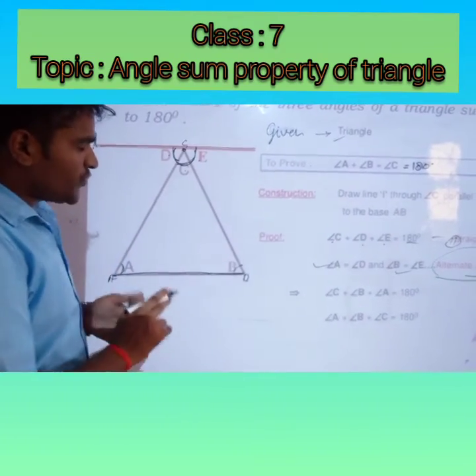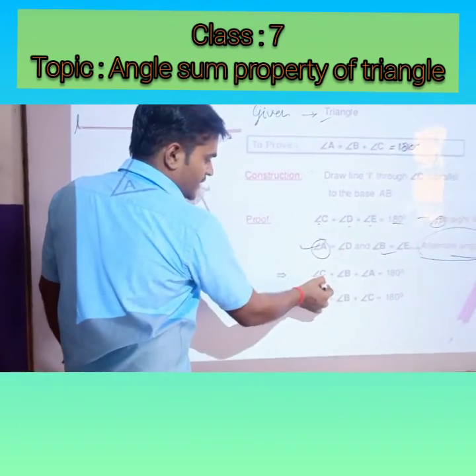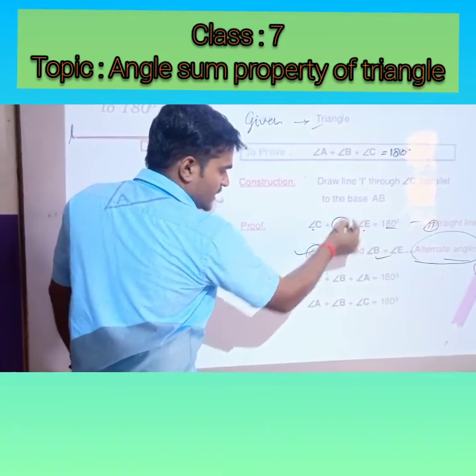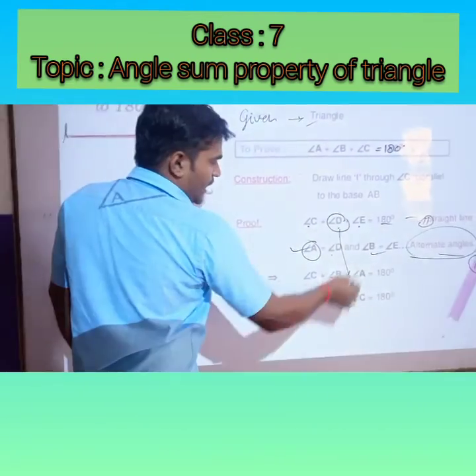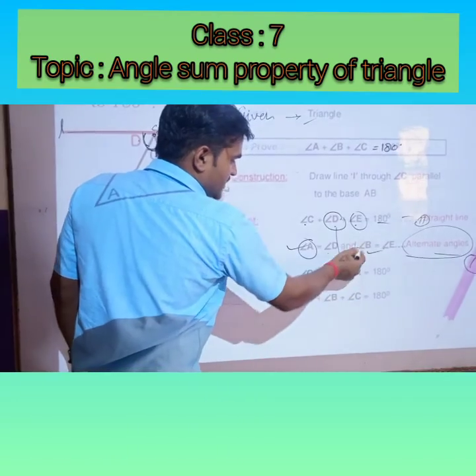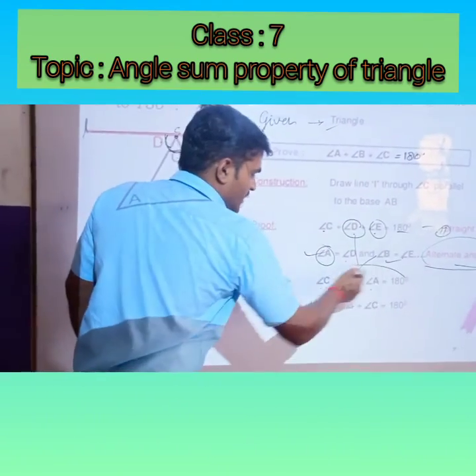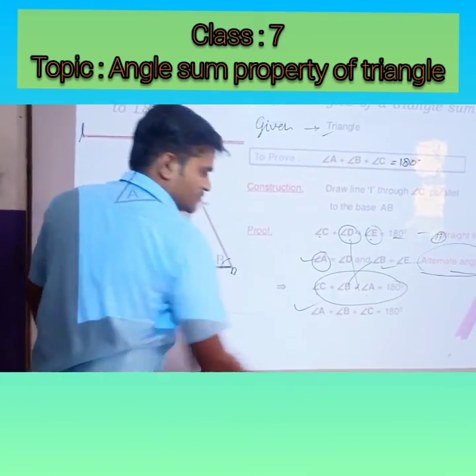So from equation 1 and 2, if A is equal to D, we replace D by A. Here D will be replaced by A, okay, and E will be replaced by B. So E we will replace with B. So we get A plus B plus C is equal to 180 degrees. So that's the proof.